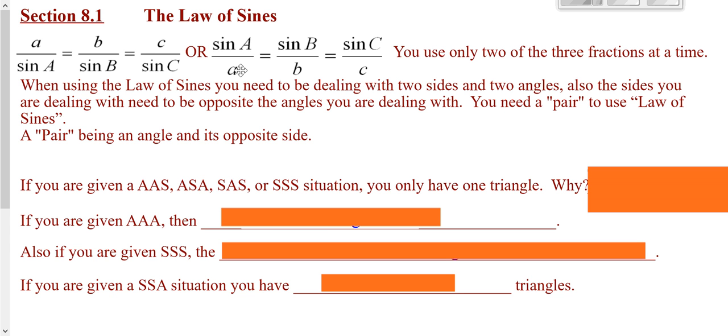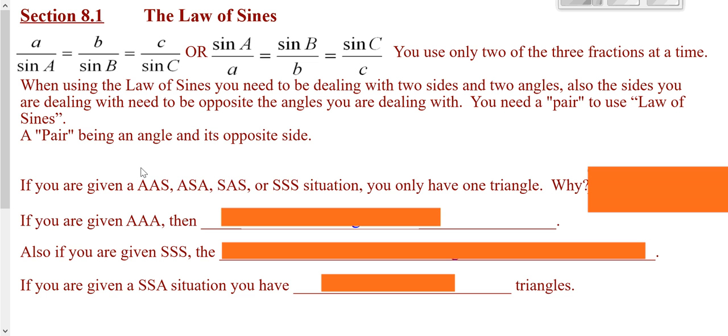You normally only work with two of the three fractions at a given time. And to use law of sines, you need to know an opposite pair, like side A and angle A, or side B and angle B, or side C and angle C. If you don't have an opposite pair, then you're not able to use law of sines. Law of sines works for all triangles, including right triangles, but it also works for non-right triangles. A lot of what we looked at earlier only dealt with right triangles.